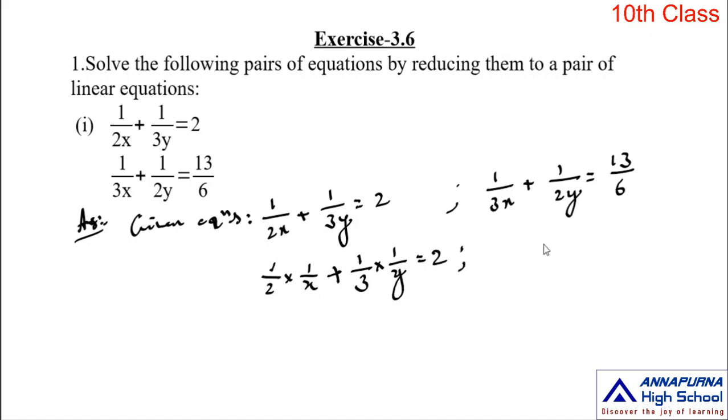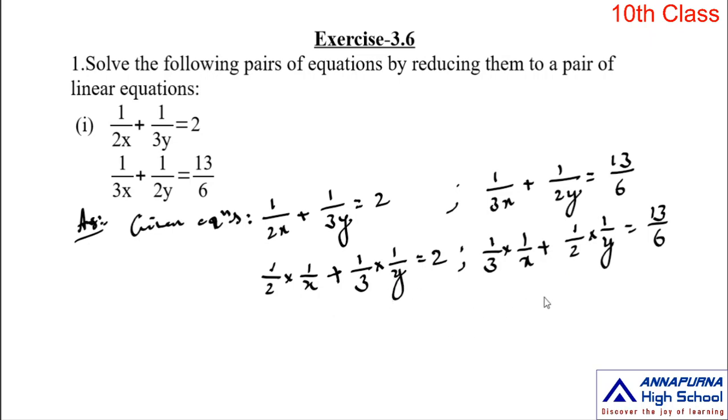Do the same in the second equation also. 1 by 3x we can write as 1 by 3 into 1 by x, plus 1 by 2y we can write as 1 by 2 into 1 by y is equal to, you can present that constant as it is, 13 by 6. Now observe the two equations. Do you observe anything?